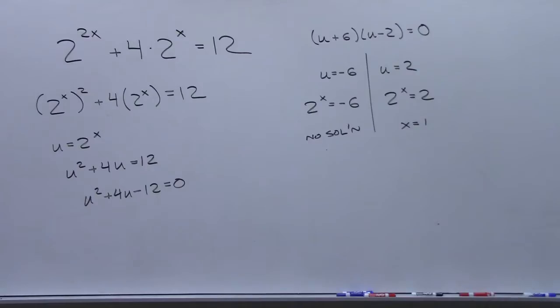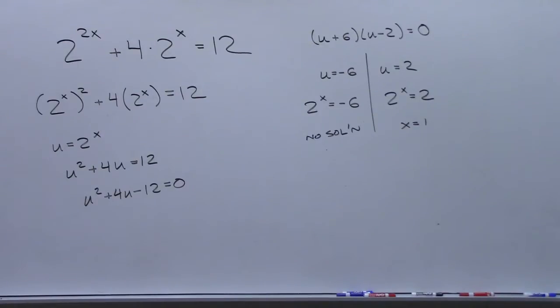U cubed plus 4 equals... No, you got lucky. First I changed it to... How did you get u cubed? I took the u squared here and multiplied by this u here. You can't. They're being added together. Guess I just got lucky.